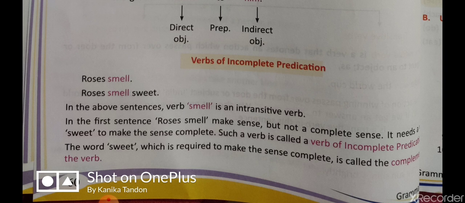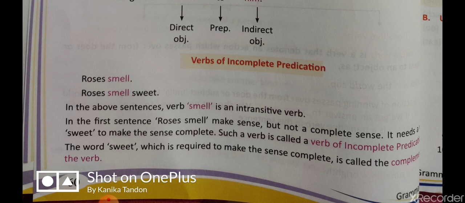But in the second sentence, "Roses smell sweet," they have specified what kind of smell roses have. In the first sentence, the verb smell is an intransitive verb. But here we have no idea. We can understand from this sentence that roses smell, but it is not a complete sentence, hence it does not give a complete sense.